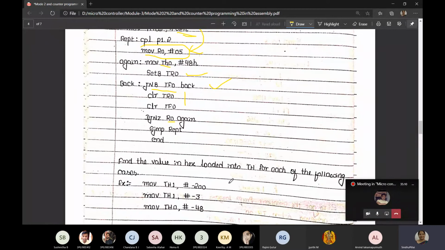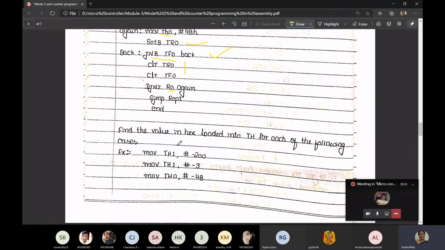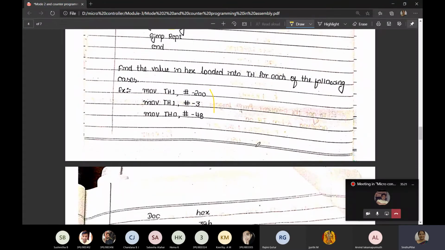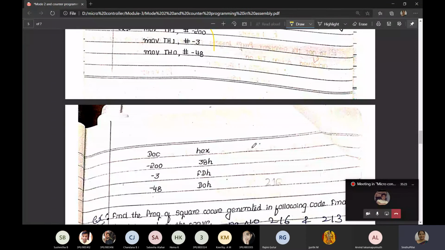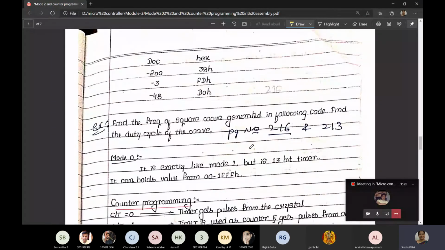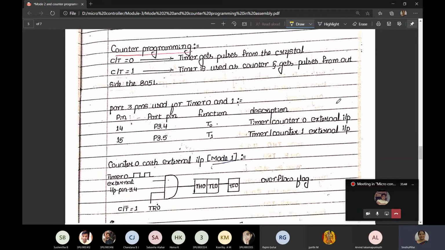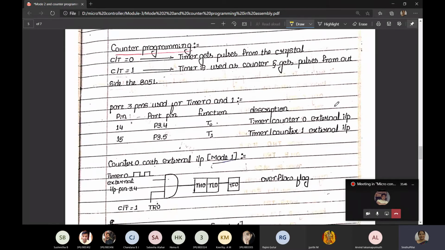Next is your calculator work. You have to do this. Find the value in hex loaded in TH for each of the following. Put the calculator in hexadecimal mode and find the hex values of this minus 200, minus 3, minus 48. You'll get the values directly from the calculator. I have given two page numbers, 216 and 213. These are the two programs. They have done it. You go through these programs and study them. In 216 and 213, a square wave is generated. You can go through them.